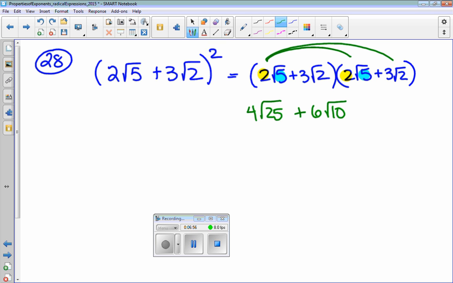Good so far? Then I'm just going to go ahead and do the same thing with the second piece. 3 radical 2 is going to be 6 times radical 10 again. And then I have, excuse me, 9 radical 4.